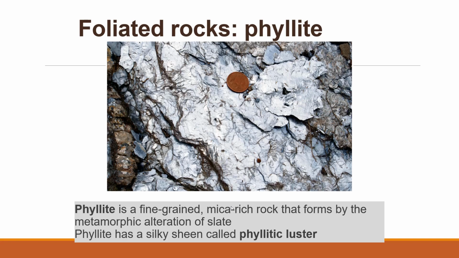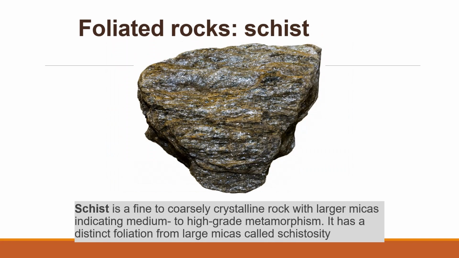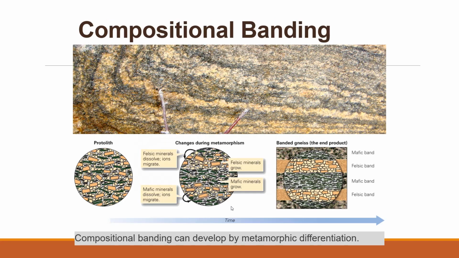With further metamorphism, phyllite turns into schist. So schist is a fine to coarsely grained crystalline rock with larger micas, indicating medium to high grade metamorphism. It has a distinct foliation from those large micas called schistosity, so we can see the layers. Common minerals would include muscovite, biotite, quartz, feldspar, kyanite, garnet, staurolite, and amphiboles.